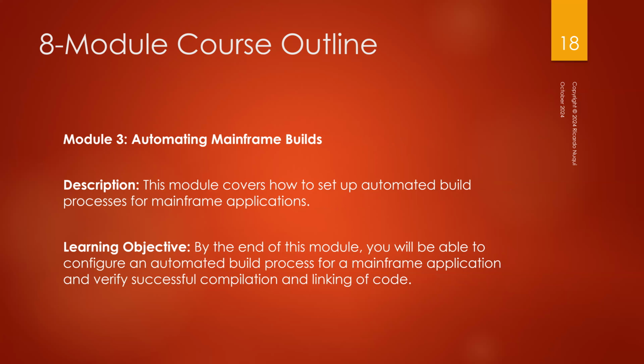Module 3, Automating Mainframe Builds. This module covers how to set up automated build processes for mainframe applications. Students will learn how to configure tools like Jenkins, IBM UrbanCode Build, or custom scripts to automate the compilation and linking of mainframe code bases. Learning objective: by the end of the module, you will be able to configure an automated build process for a mainframe application and verify successful compilation and linking of code.